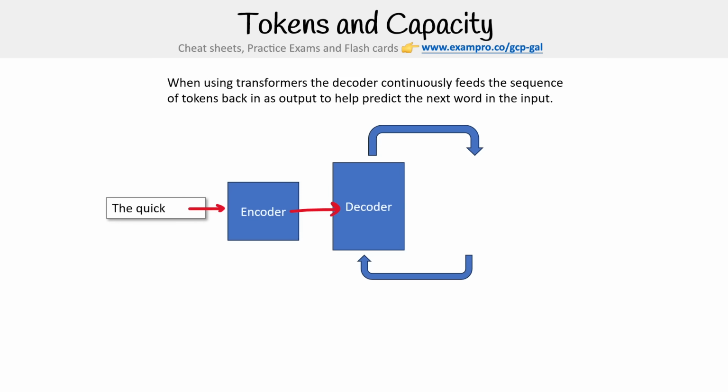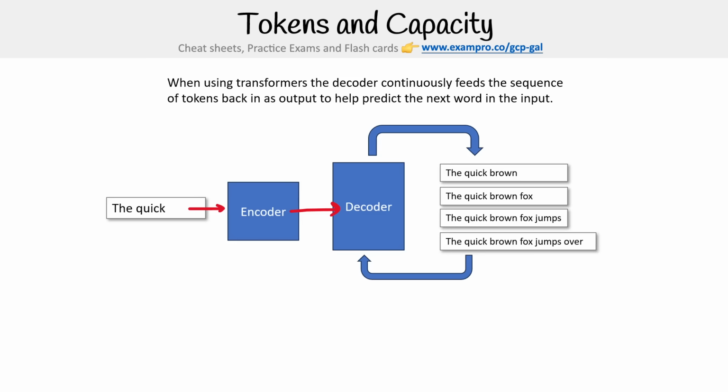And so we feed it into the encoder. The encoder is going to produce semantic context so that the decoder knows what to do with that text. And then the decoder is going to output the next word. So this is "the quick brown." And what it does is it feeds that sequence of tokens back into the decoder and produces the next word, and again, and again. And so the question is, what is the capacity required to run this?